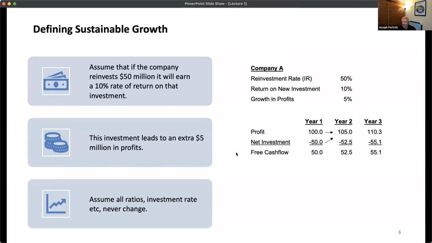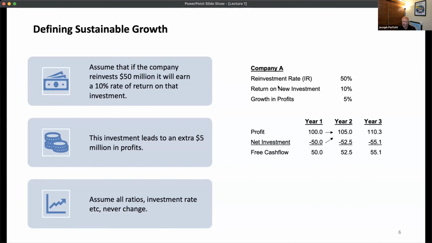The shortcut for the math is G, the growth rate, is the rate of reinvestment, the 50%, times the return on that investment, the 10%. I reinvest 50% of my profits. I make an ROI of 10% on those profits. 10% of 50% is a 5% G.